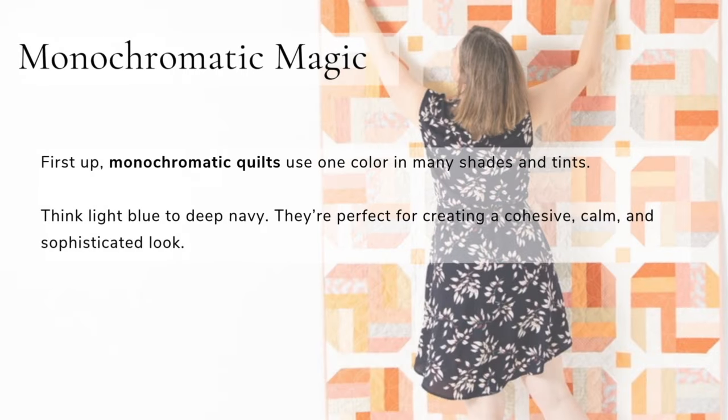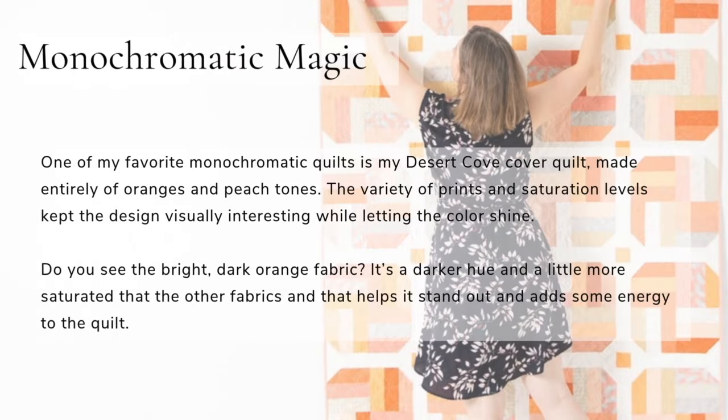So the first color scheme that we're going to talk about is monochromatic quilts, which is essentially one color, but you're going to use many different shades and tints. So think about a light blue to a deep navy. And these color palettes are perfect for creating a cohesive and calm and kind of sophisticated look to the quilt.